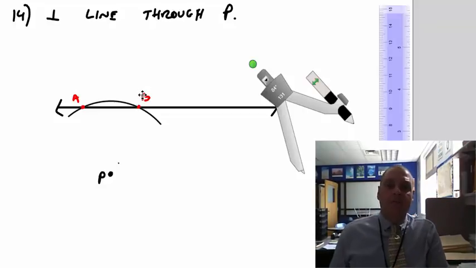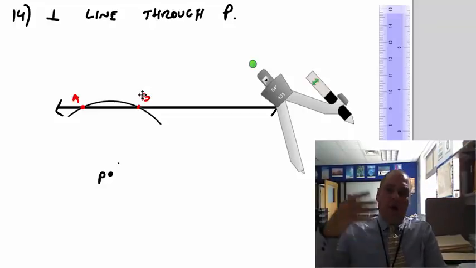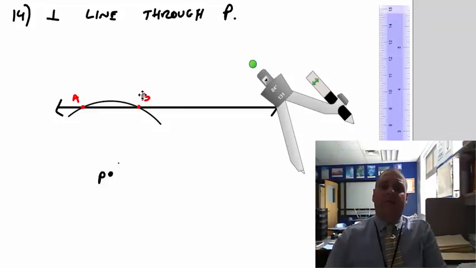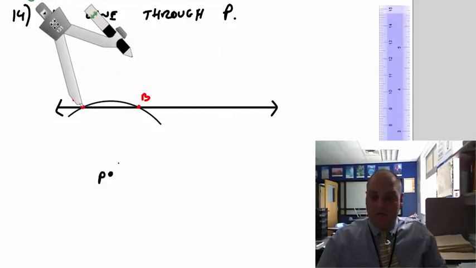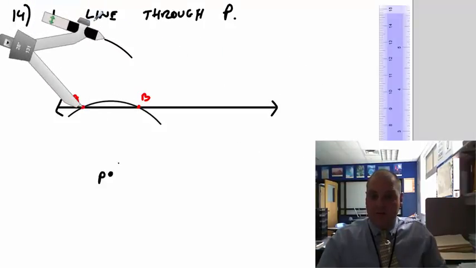So you still have A and B. Point P doesn't have to be on the line. Doesn't matter. Off the line, on the line, doesn't matter. It's the exact same construction as number 13. AP is the same distance to BP. Did it matter that P was on the line? No. I still have two points that are equidistant to P, the same distance to P. So now from A and B, make arcs up here.